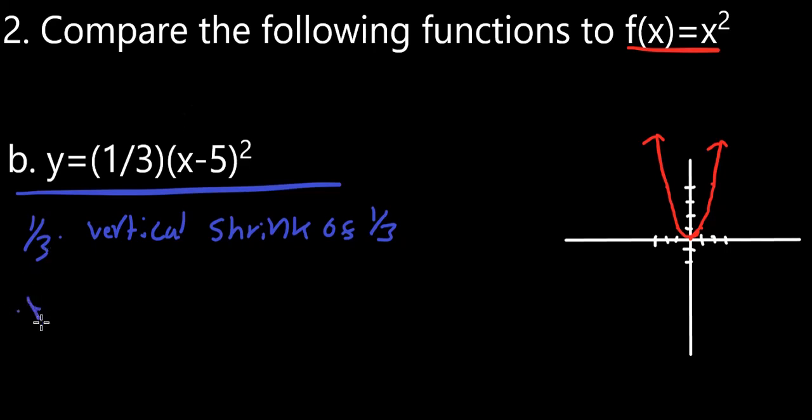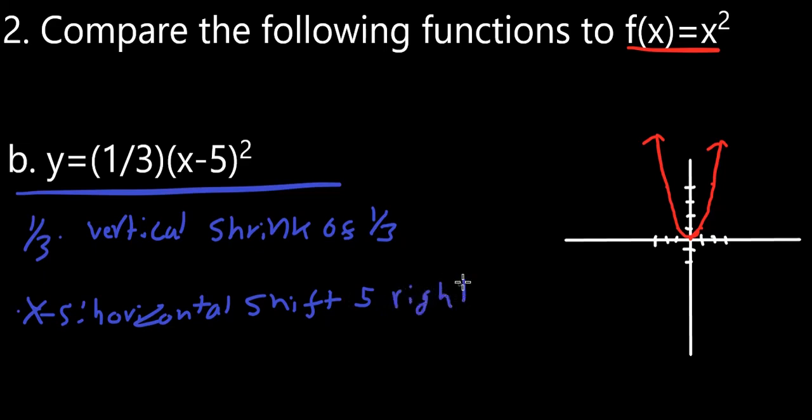and this minus 5 gives us a horizontal shift 5 to the right. So remember that this is always unintuitive, so you might expect it to go to the left because it's negative, but it will in fact go to the right. So if I were to graph this, this would be somewhere about here, and then it would be pretty wide, so it might look something like that.